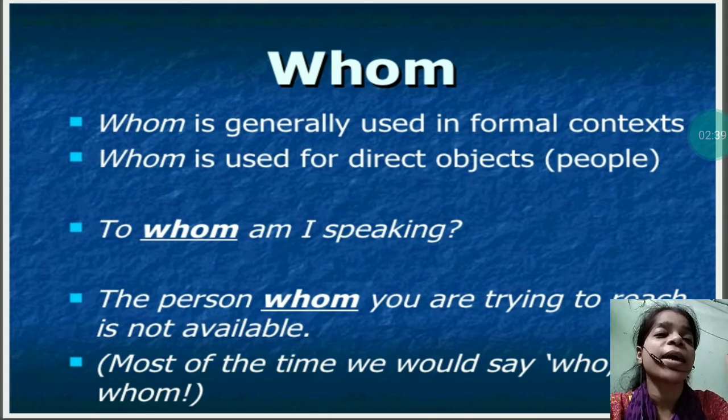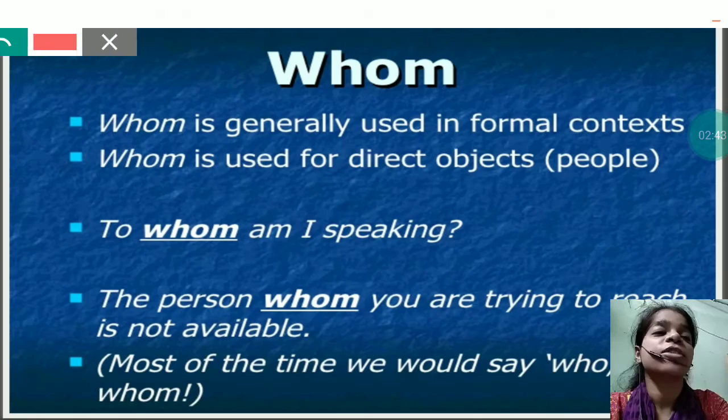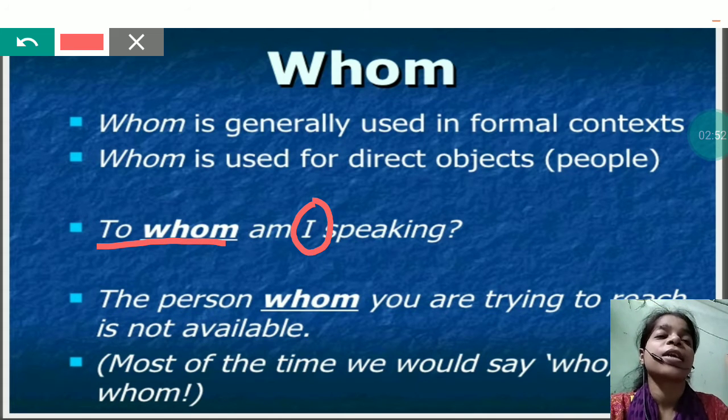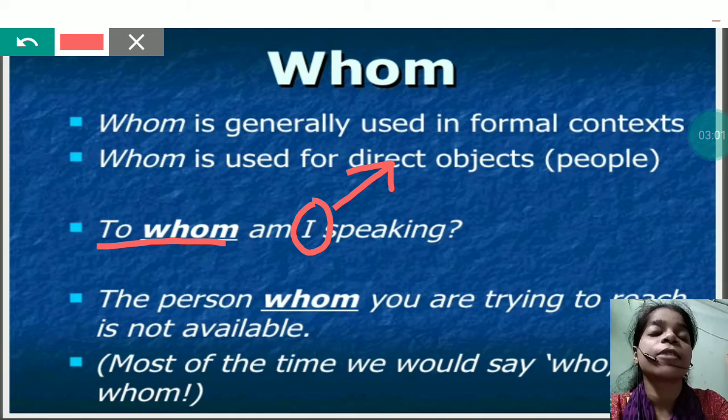Like, to whom am I speaking? Not who am I speaking. Here you can see the subject is not here because the subject is replaced by the question word, but the object is I, and I is the direct object. Here whom is denoting the relation between the direct object and the information provided.